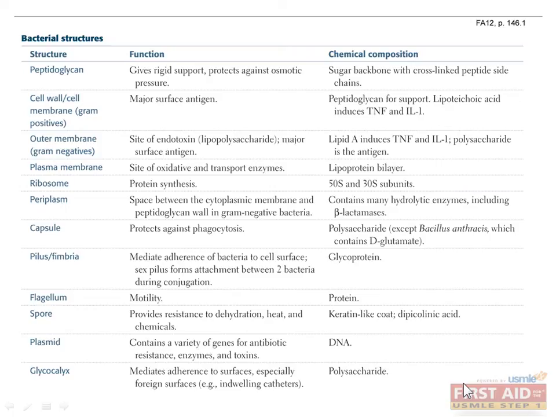Bacteria are single-celled prokaryote organisms with several structural elements that distinguish them from eukaryotes. The table here lists these structural elements of bacteria and their functions. We will highlight how these structures vary between gram-positive and gram-negative organisms in the next fact.